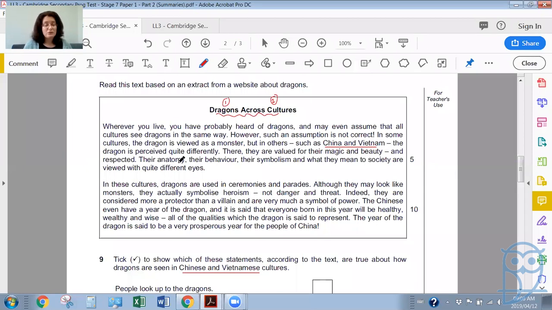Their anatomy, what is anatomy? Does anybody know? Any suggestions? What is anatomy? Anybody want to give me a clue as to what that is?